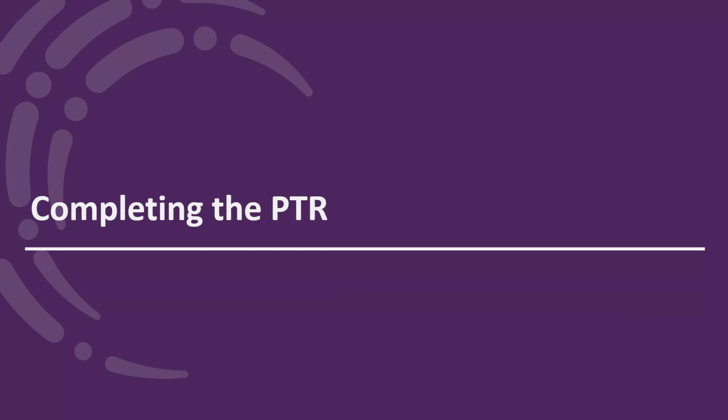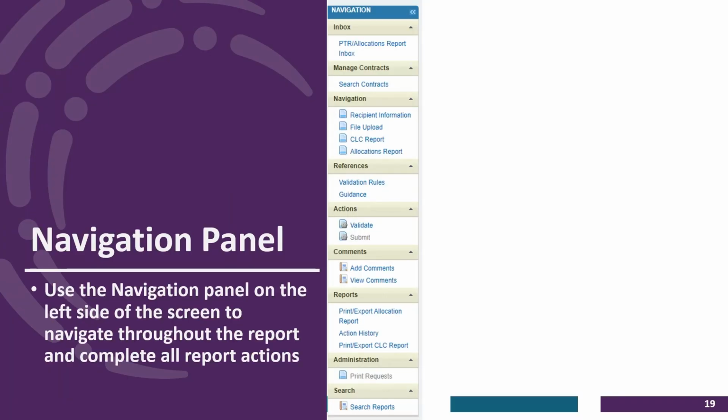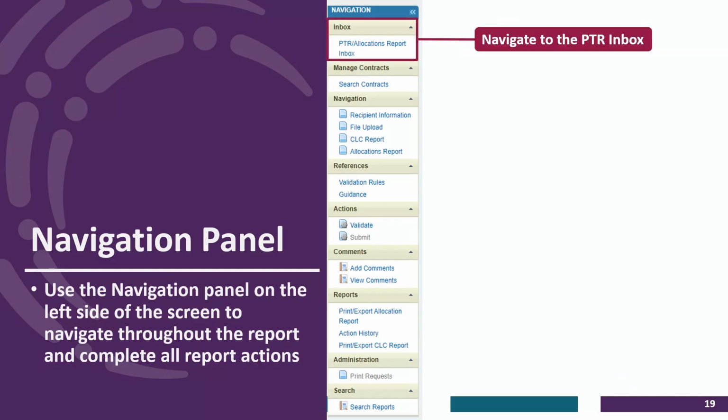So now that we've taken a brief look at the GCMS, let's talk about the PTR. The first thing I want to mention is the navigation column. It's always there on the left side of the screen while you're in your report, and it's how you will navigate the system and complete your report. Up at the top, you can use the link here to get back to that PTR inbox at any time. As previously discussed, you can access the GCMS by selecting Search Contracts, which is under the Manage Contracts heading.